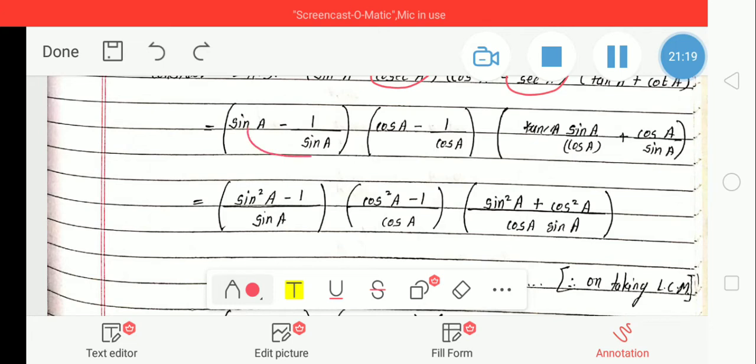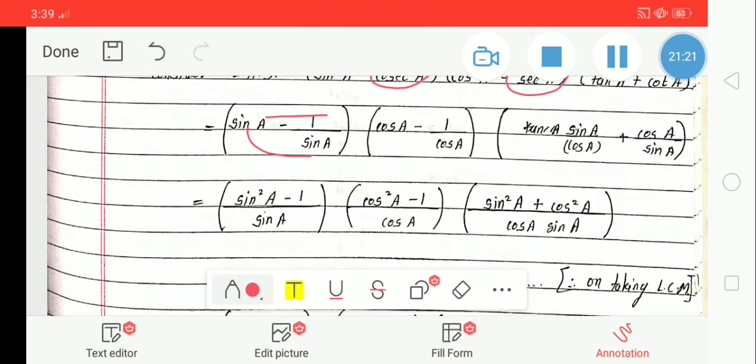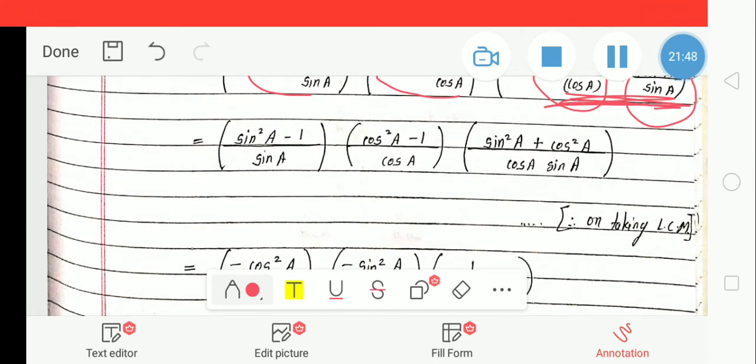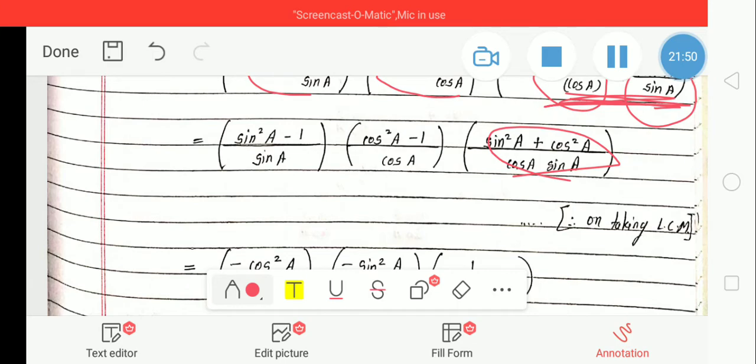Now sin multiplied by sin minus 1, so sin square A minus 1, and cos multiplied by cos minus 1, so cos square A minus 1. Now here we want the bases to be the same, so the first equation we multiply by sin A and this equation by cos A. So we get sin square A plus cos square A, and the bases are the same, cos A multiplied by sin A, meaning we take the LCM here.